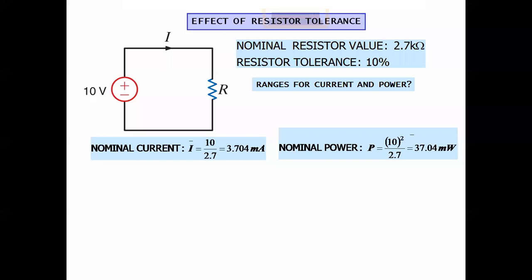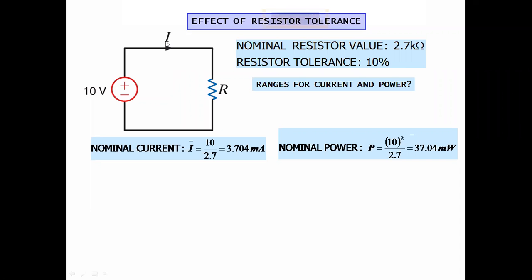Similarly, we have calculated the nominal power here. To calculate power, we use the formula P is equal to V square divided by R. The value of voltage is given as 10 volt. So it is 10 square divided by the resistance value, that is 2.7 into 10 raised to 3. It will give us 37.04 milliwatt as the power.